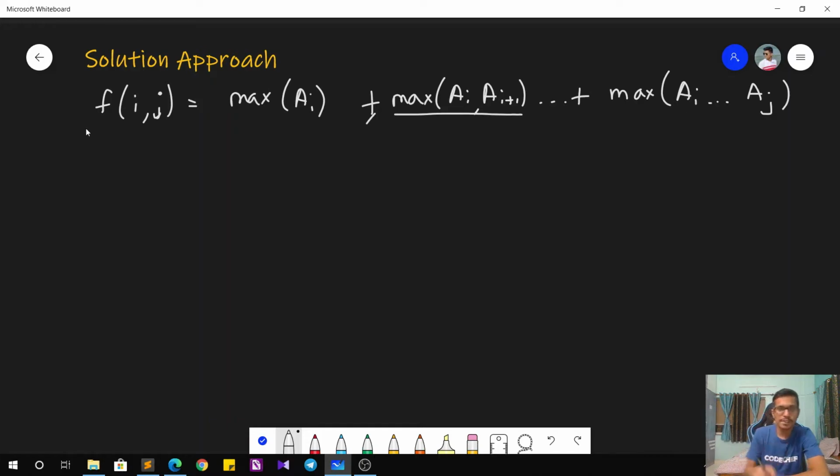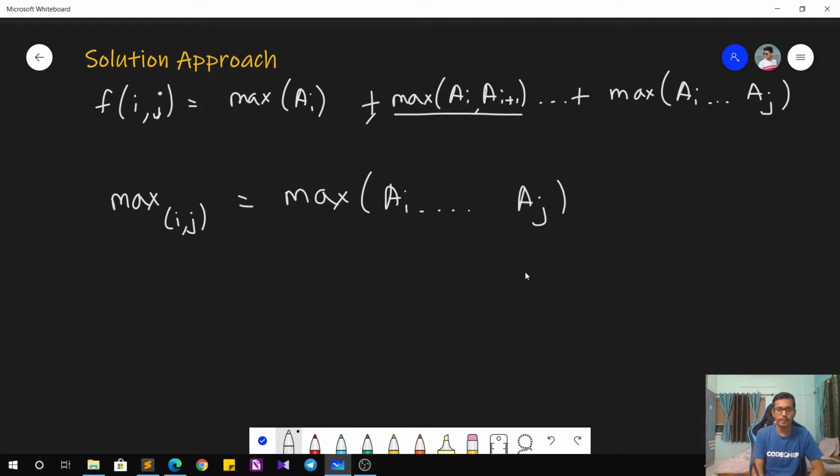How? You can see that if I define my own term, called max(i,j), what does max(i,j) denote? Max(i,j) denotes the maximum value from the Ai-th element to the Aj-th element. This max(i,j) term is present in multiple f terms. How? Clearly you can see that f(i,j) contains max(i,j).